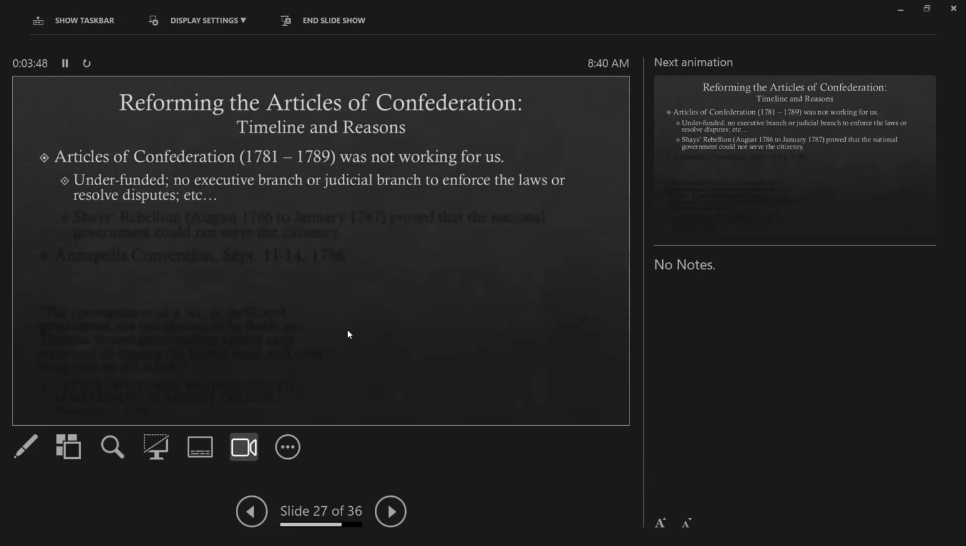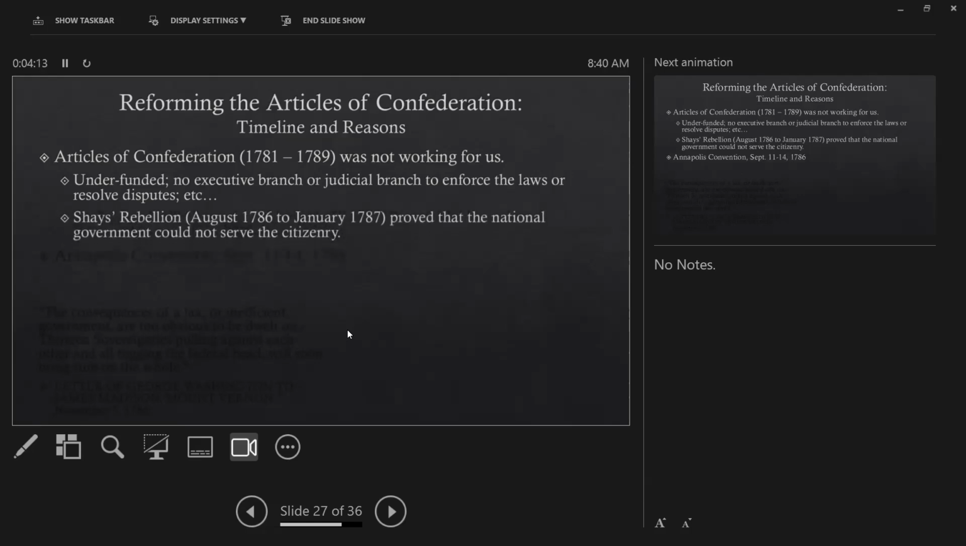But then in peacetime, it became even more apparent that the Confederation government did not have enough power. There was no enforcement arm, there was no judicial branch, there was not enough money. And so when a crisis occurred, which we talked about a bit last time, Shays' Rebellion, it was sort of the straw that broke the camel's back. They could see plainly that there wasn't enough power in the national government to even protect and serve the citizenry.